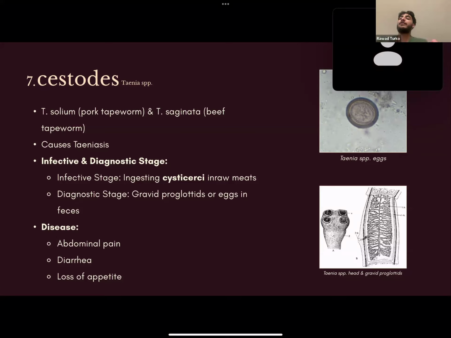Okay, so the infective stage is obviously ingesting the cysticercae in raw meats, and the diagnostic stage would be the gravid proglottids or eggs in feces. So the gravid proglottids, by the way, are the little sections of the tapeworm. A gravid proglottid is a section that's pregnant inside, I guess would be a good way to describe it. Or you can find the eggs in the feces. So what's the disease? It can cause abdominal pain, diarrhea, and loss of appetite. So it's gastrointestinal symptoms.